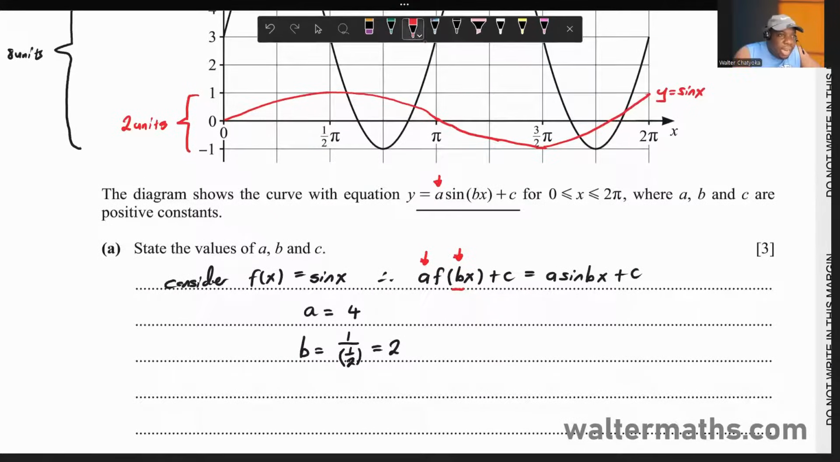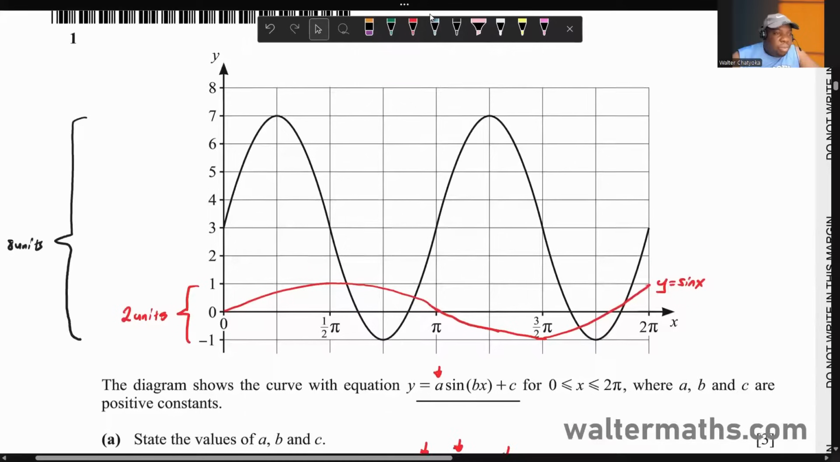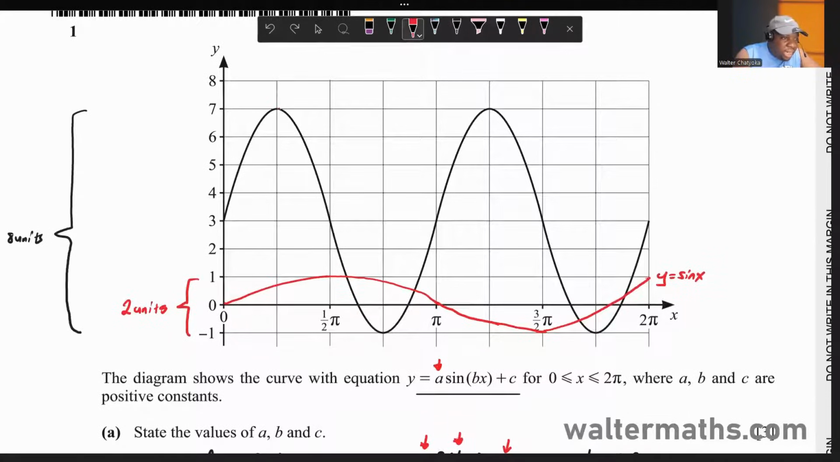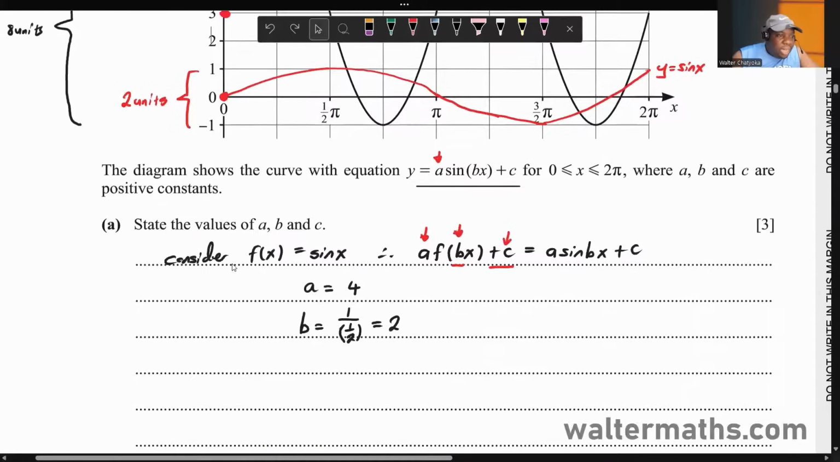Lastly, we're going to look at c, and c represents a vertical translation. And we can pick a point. Let's take this point here and a comparable point on the transformed graph, which is here. And we can actually see that the graph has gone up by 3 units. So that means that c is 3. All right, so I'll say here c is equal to 3. So this is how we find the values of a, b, and c.